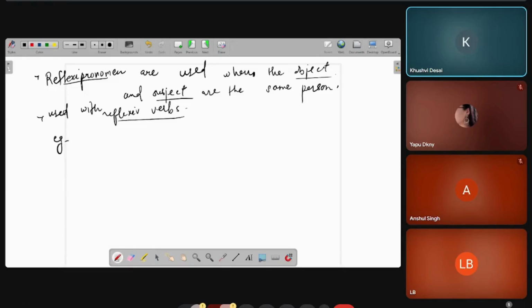For example, I wash myself. So this myself is basically reflexive pronomen in German. Or I help myself. Or she helped herself. Write it down till here.